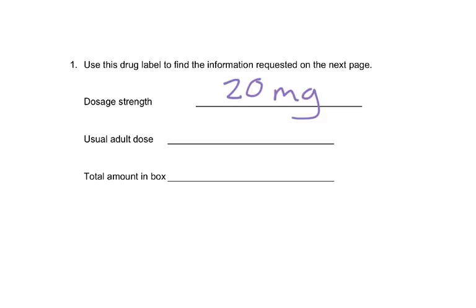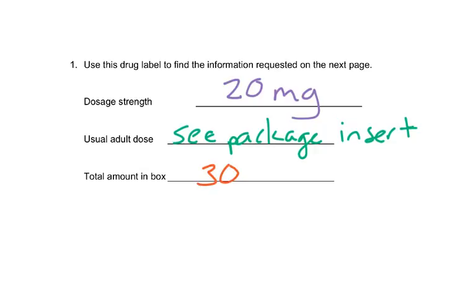On the right-hand side of the drug label, in all capital letters, it says usual adult dosage, and then underneath it, it says see package insert. So that's all we can write here. We don't have the package insert to look up what the usual adult dosage is. And the total amount in the box, you can see that under the generic name it says 30 delayed release capsules. So there's 30 capsules in this box.